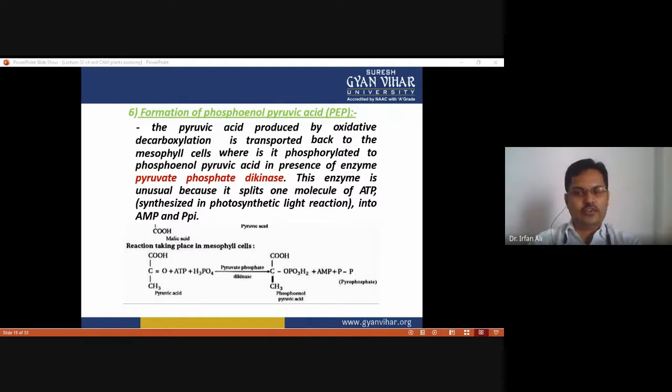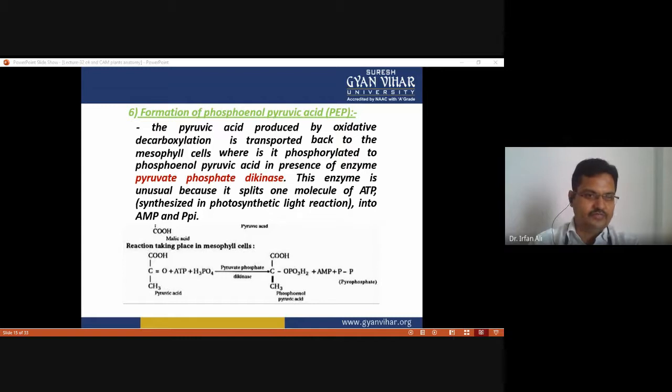Because you know that during photophosphorylation two important molecules are formed: one is NADPH and another is ATP. Now this ATP is converted into AMP and pyrophosphate. So here the energy utilized is equivalent to 2 ATP. In any reaction, when ATP is converted into AMP, it is equivalent to the utilization of two molecules of ATP.